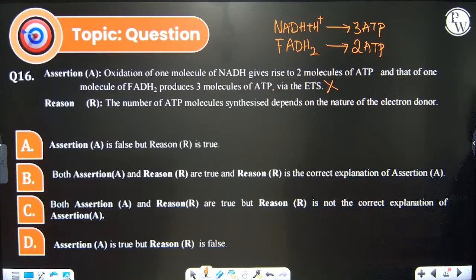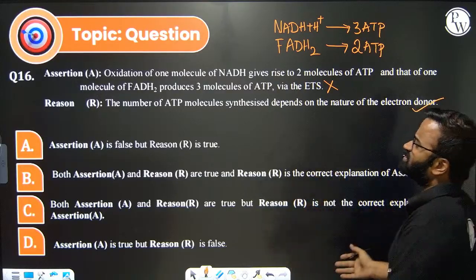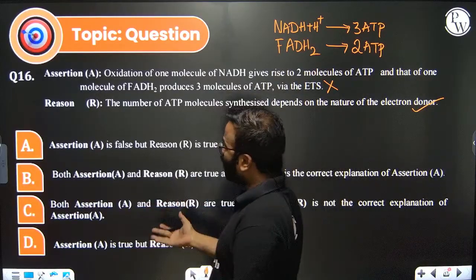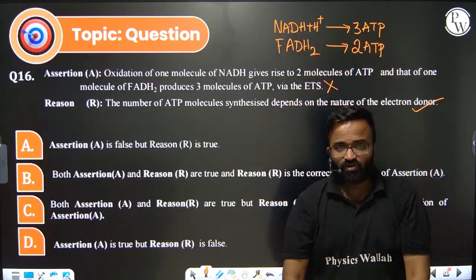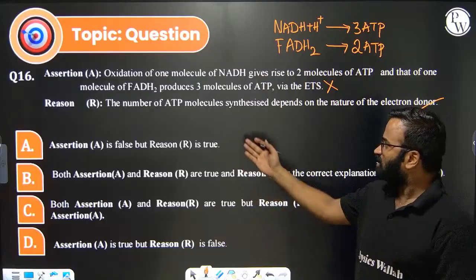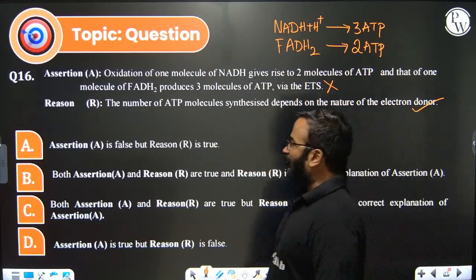And let's read the R statement. The number of ATP molecules synthesized depends upon the electron donor, which is absolutely right. And this is a direct statement from NCERT. I don't know how many of you remember, when you have this ETS diagram, this longer one, next to that, this statement is written. So assertion is false and R is true.